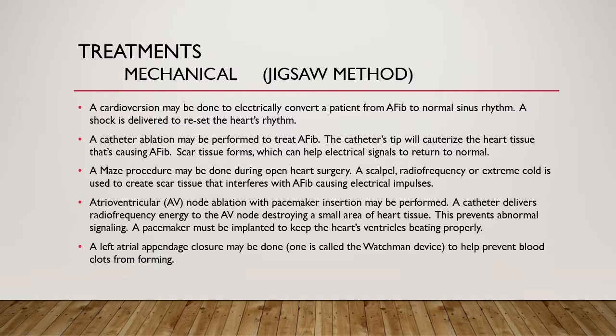A catheter ablation may be performed to treat AFib. The catheter's tip will cauterize the heart tissue that's causing AFib. Scar tissue then forms, which then can help electrical signals to return to normal. So that's the second type of treatment. The third treatment is called a maze procedure. This is done during open heart surgery. A scalpel, radiofrequency, or extreme cold called cryotherapy is used to create scar tissue that then interferes with AFib-causing electrical impulses. The fourth treatment is called an AV node ablation.